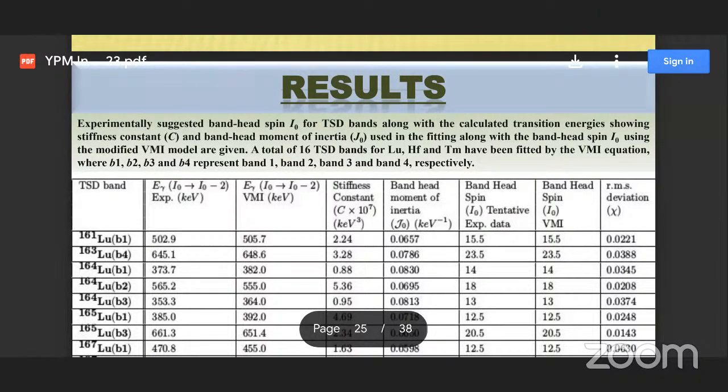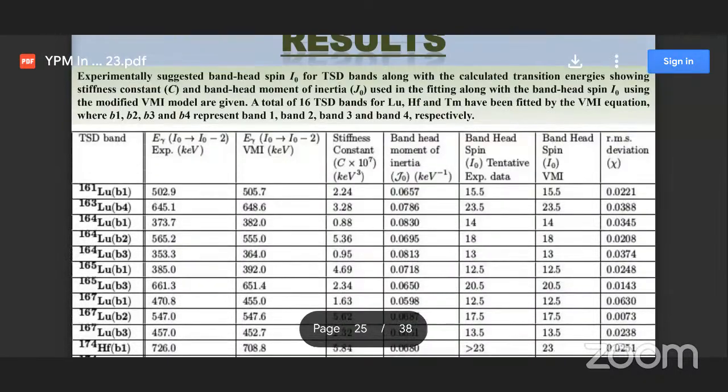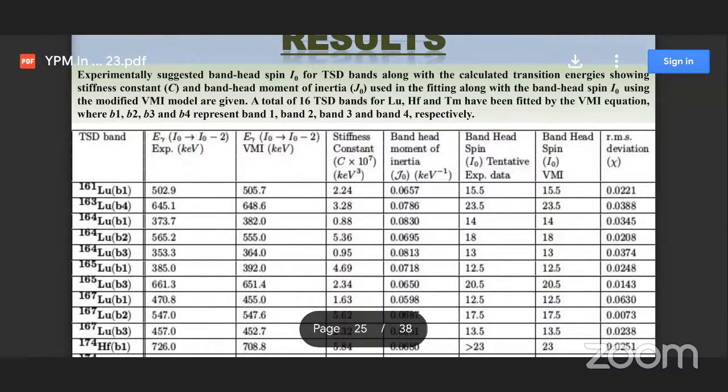Sure, ma'am. So out of those 20 bands, 16 bands I have shown here, in which we have a very good comparison between the gamma energies, experimental as well as VMI. We have experimental data which is tentative, and we are able to predict the band head spin with the VMI model.